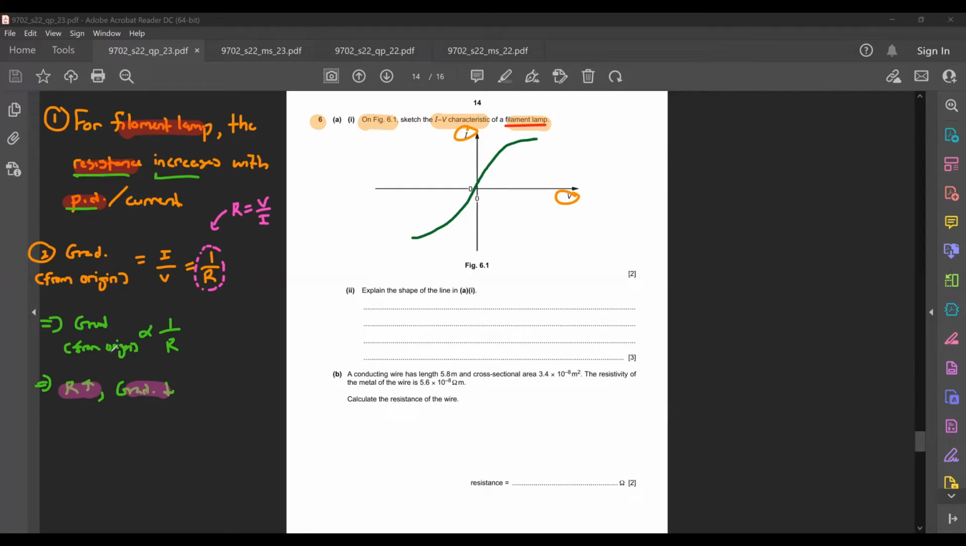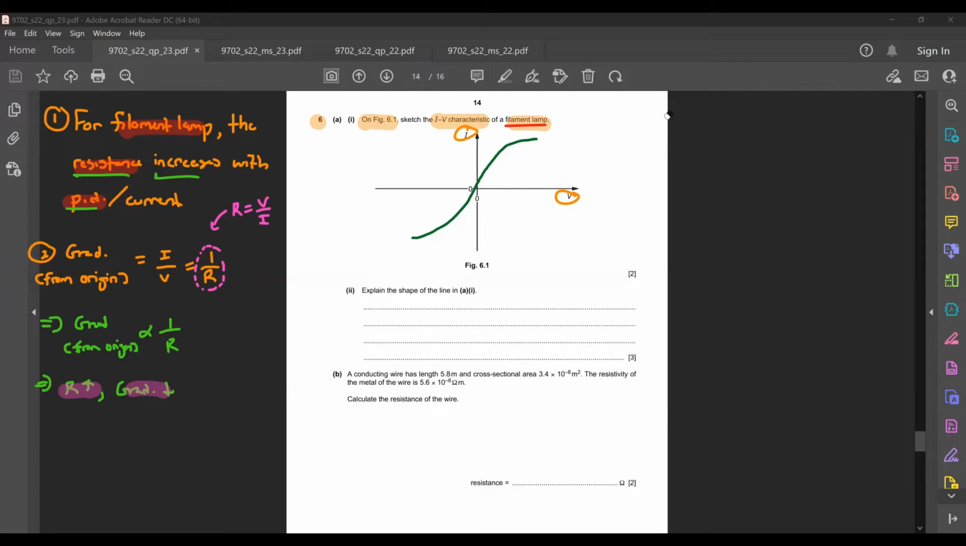Now, this graph is showing you that the gradient from origin is decreasing. What I mean by that is that if you just take 2 points on the graph, let's say in the right-hand quadrant, this one and this one, for the first point here, the gradient from origin is given by this line. For the second point, the gradient from the origin is given by this line. You can see that the gradient is actually decreasing. So this tells me the resistance is actually increasing right over here. Okay, so this is the graph shape that you should have.